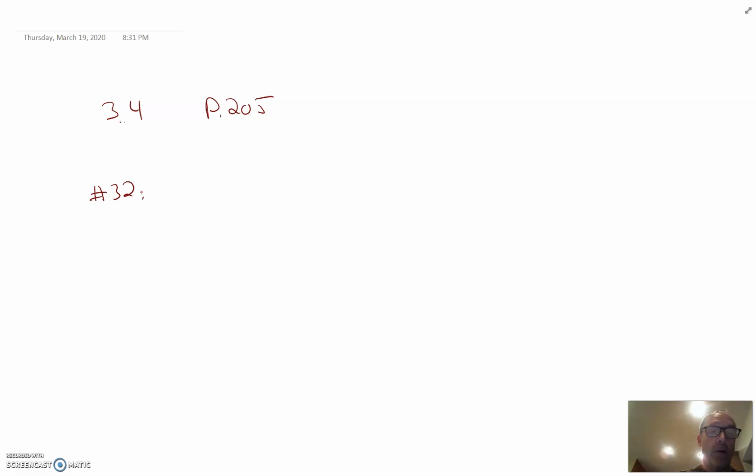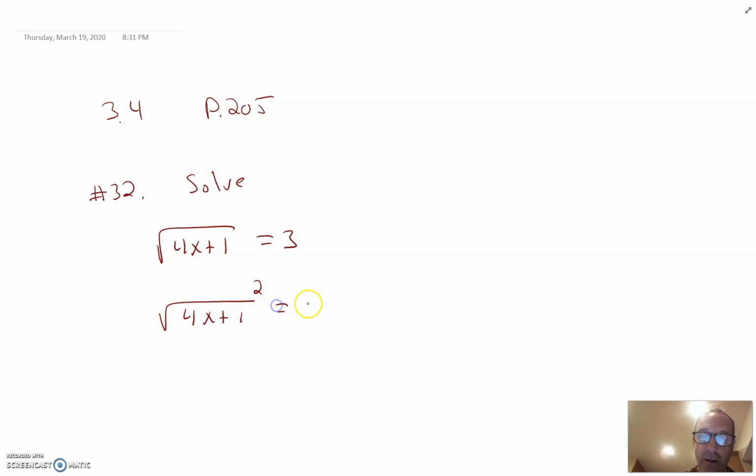So here we are. We're going to solve the square root of 4x plus 1 equals 3. We're solving for x. So we got to get rid of a square root. How do we get rid of a square root? You square both sides. So square this side and square this side, right? The square gets rid of a square root. And then 3 squared is 9. Now we solve it like we normally do. Subtract 1. Gives you 8. Divide by 4. It should give you 2.